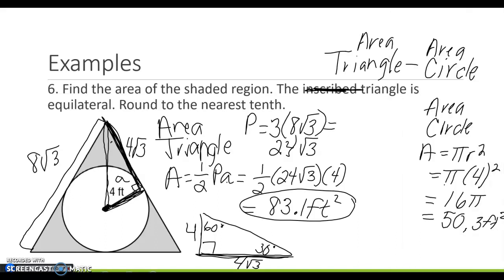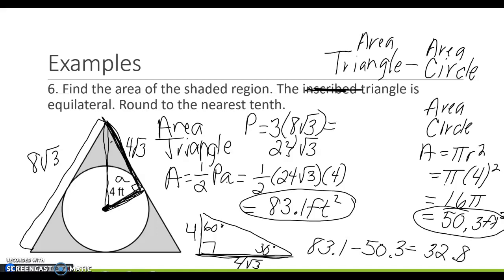Okay, and so now we're going to subtract those. So 83.1 minus 50.3 gets me an area of 32.8 square feet. 32.8 square feet for the shaded area of this shape.